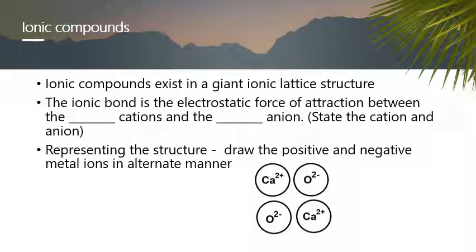Let's now look at ionic compounds. Ionic compounds exist as a giant ionic lattice structure. That's their structure. So what is an ionic bond? It is the electrostatic force of attraction between, in this case below, the Ca2+ cation and the O2- anion. So when you are mentioning it, you should also mention what is the cation and what is the anion. How do we represent the structure? It's as follows, where we have the positive and the negative, they are drawn in alternate manners.